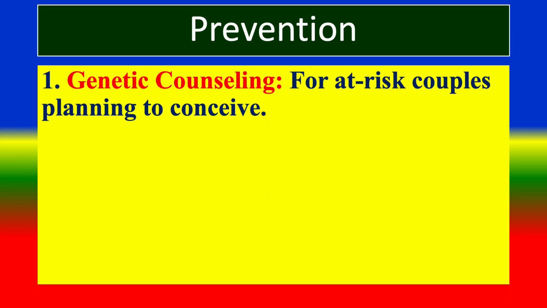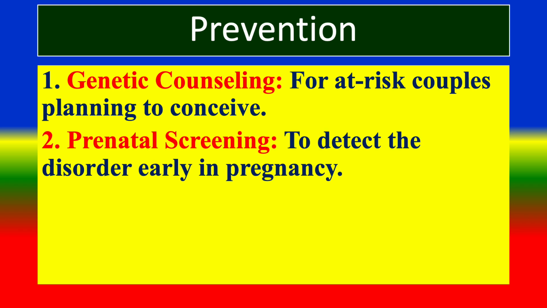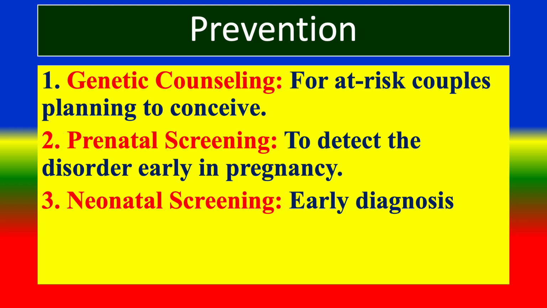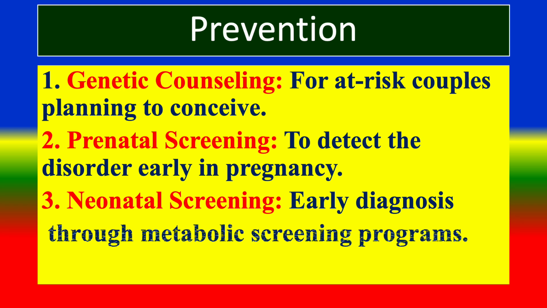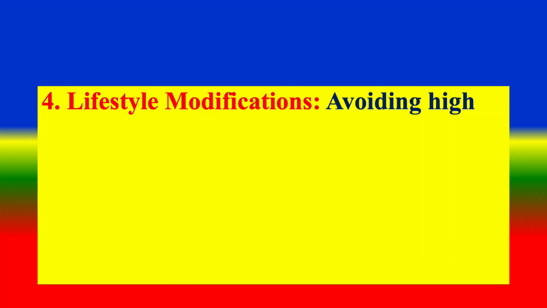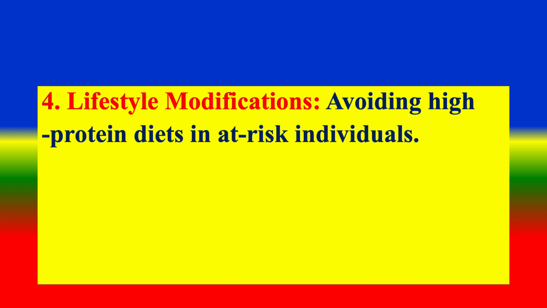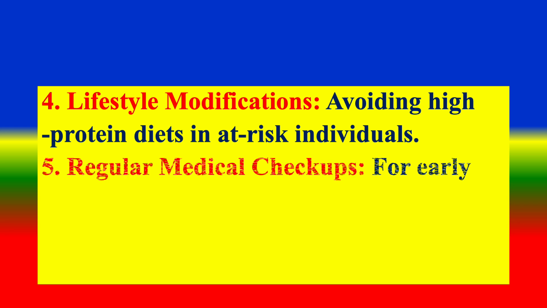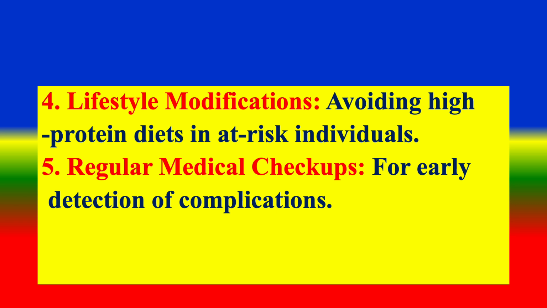Prevention. 1. Genetic counseling for at-risk couples planning to conceive. 2. Prenatal screening to detect the disorder early in pregnancy. 3. Neonatal screening, early diagnosis through metabolic screening programs. 4. Lifestyle modifications, avoiding high protein diets in at-risk individuals. 5. Regular medical checkups for early detection of complications.